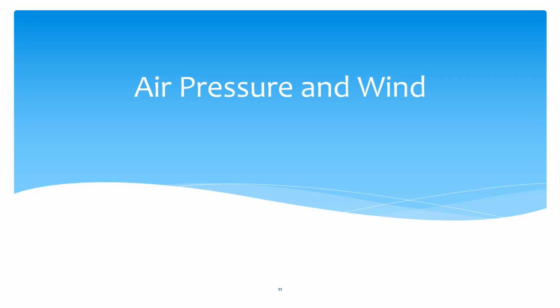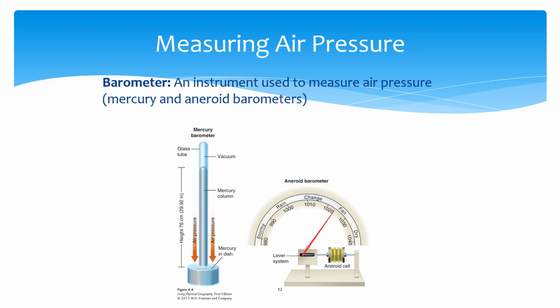So next let's look at air pressure and wind. What does air pressure have to do with wind? Well, if you've been paying attention, you've probably guessed pretty much everything. We also have an instrument to measure air pressure. Our instrument, and do note this word because it might be on your exam, we measure air pressure with a barometer. There are a couple different kinds of barometers. We have a mercury barometer, which is the more old-fashioned of the two, and then an aneroid barometer.